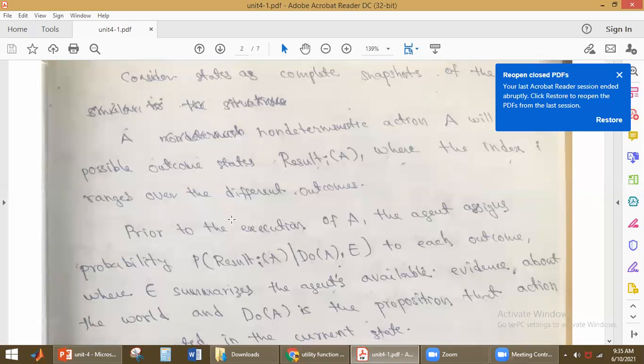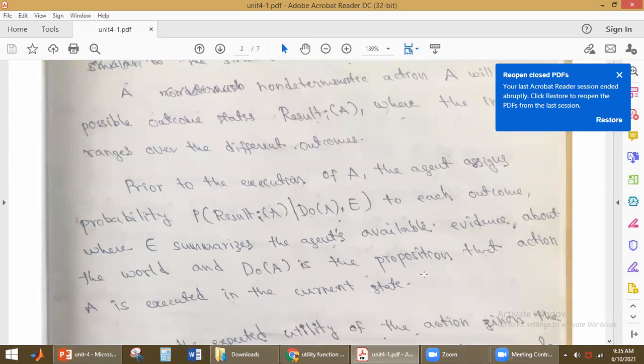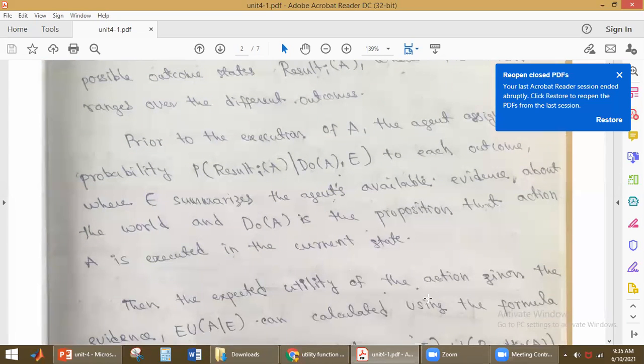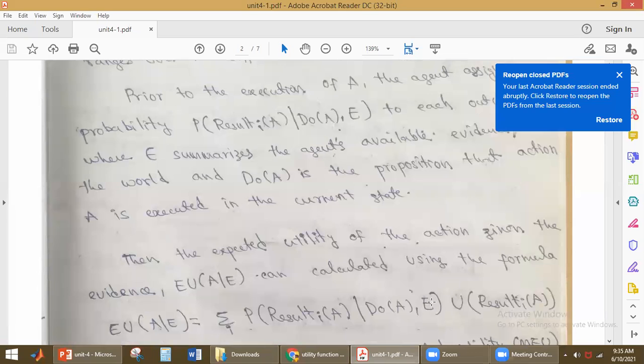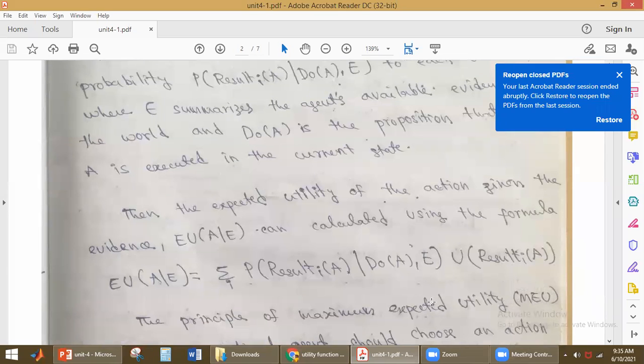So here, probability of result I of A given do of A, comma evidence. It means that E indicates the agent's available evidence about the environment. Do of A is the action that is executed in the current state. What is the action that is executed in the current state? That we denote as do of A.